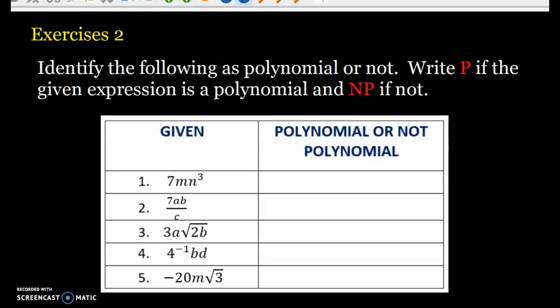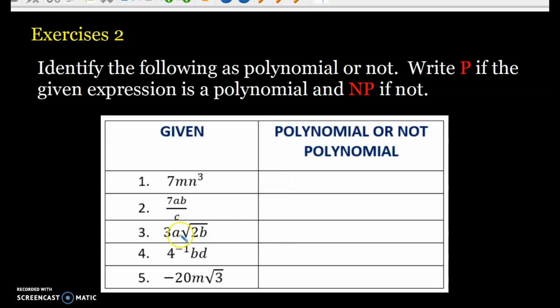So let's proceed. Okay, exercises 2. So this time we are going to identify a given expression as polynomial or not. I hope that you have the copy with you, the list of conditions to be met. Okay, and if one of the conditions is not observed, then it's not a polynomial.